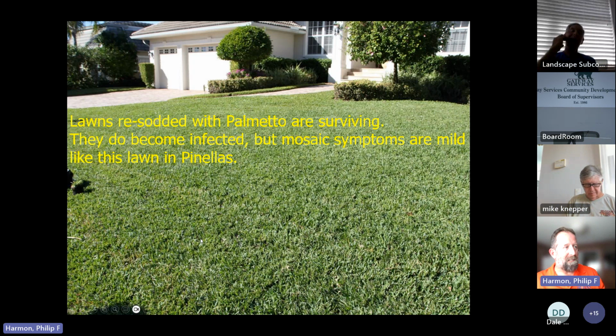The virus is present here. Mosaic symptoms are very mild and are present all throughout this St. Augustine grass lawn in Pinellas County. But again, the homeowner didn't care or wasn't bothered by this, because this lawn is aesthetically pleasing and is meeting the needs of that particular homeowner and community.